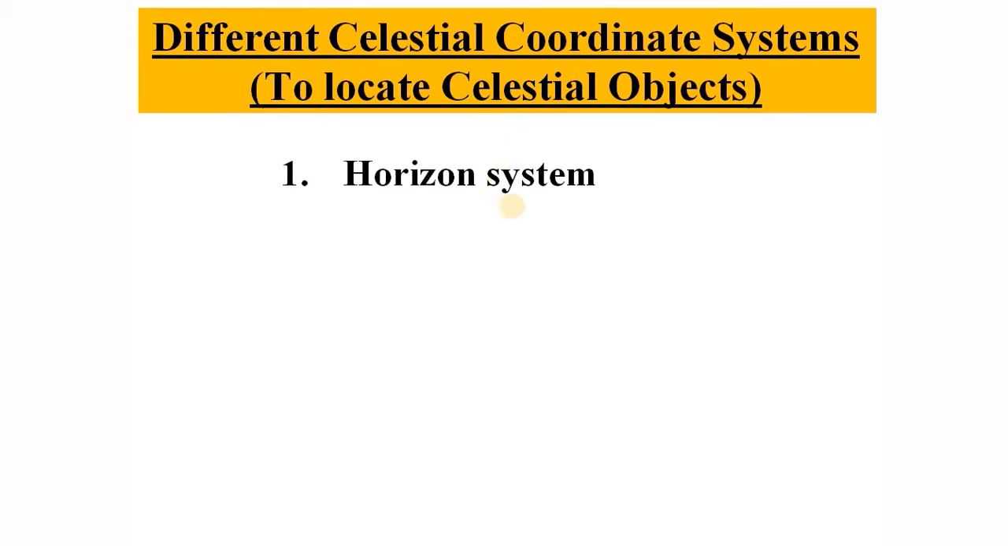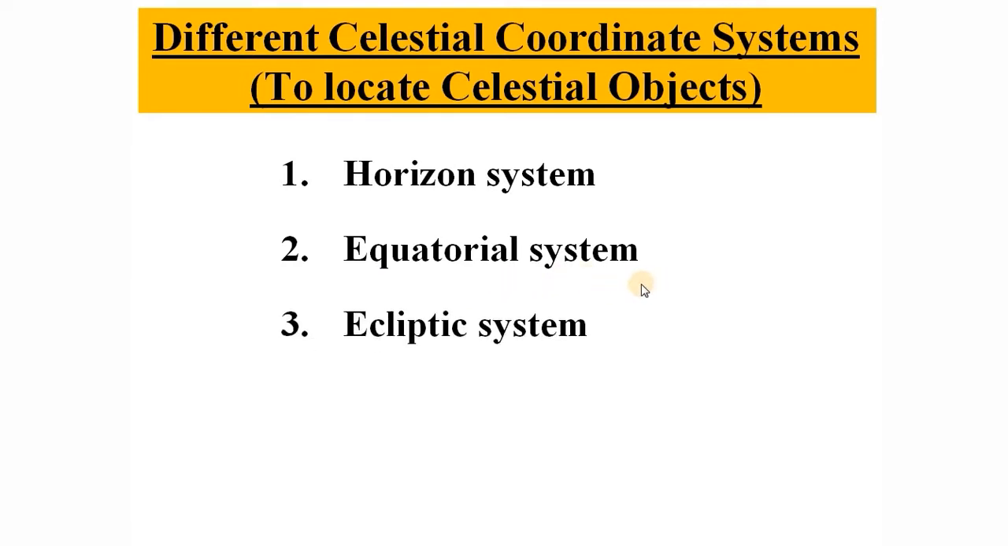The first one is called the horizon coordinate system. We will talk in detail about the horizon coordinate system very soon. The second one is called the equatorial system. This is also a coordinate system. Every term has its own meaning. Its evolution we will talk about in brief.